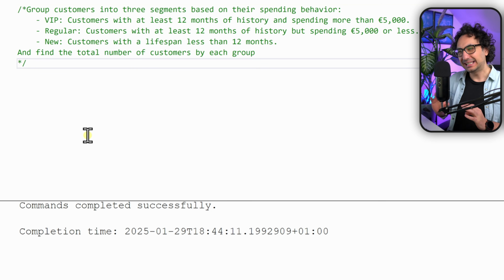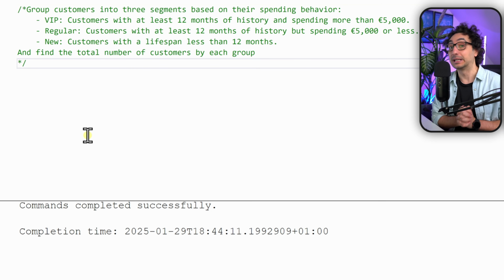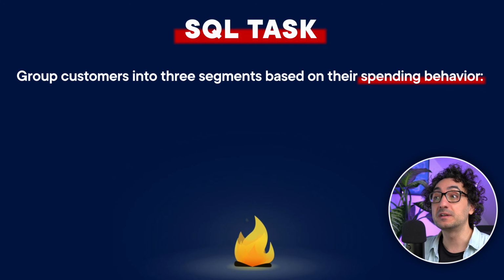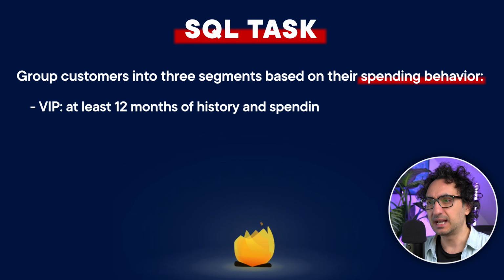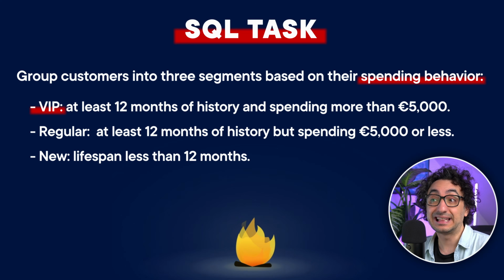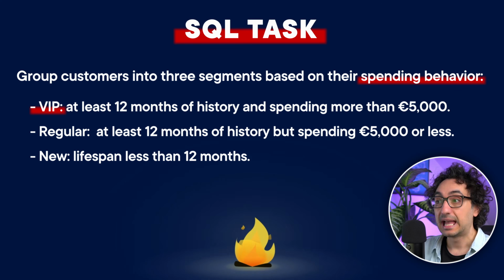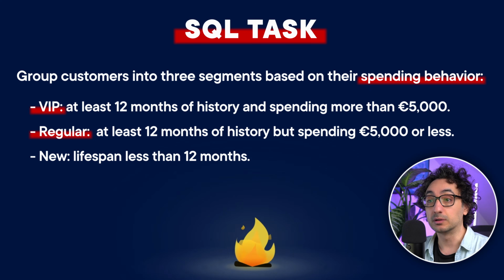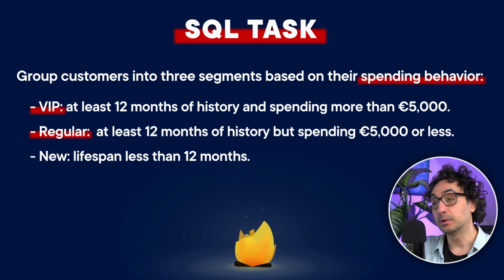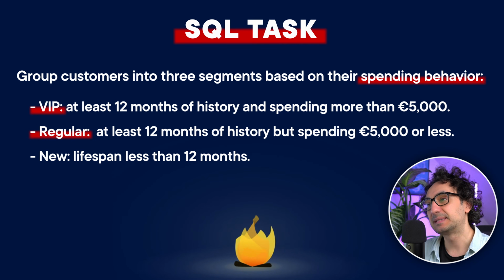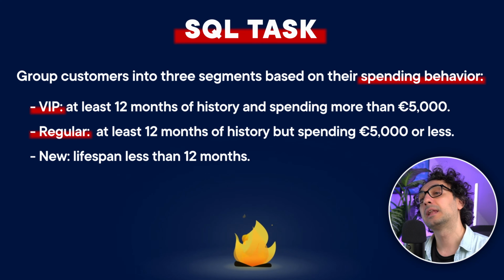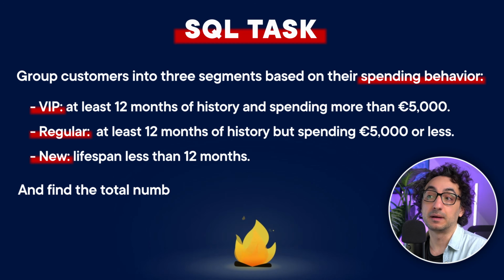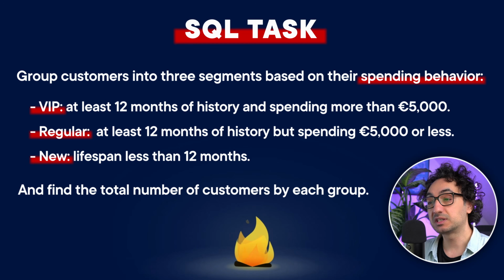So this time it's gonna be a little bit more complicated. So we have the following task, and it says group customers into 3 segments based on their spending behavior. So we have the VIP customers. They are the customers with at least 12 months of history and spending more than 5,000. And the second category, we have the regular customers. They have at least as well 12 months of history, but they spend like less than 5,000. And the last category, we have the new customers. Their lifespan is less than 12 months. And we have to find the total number of customers by each group.